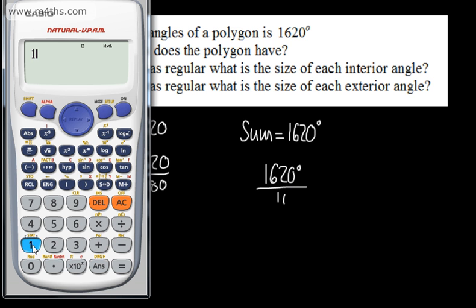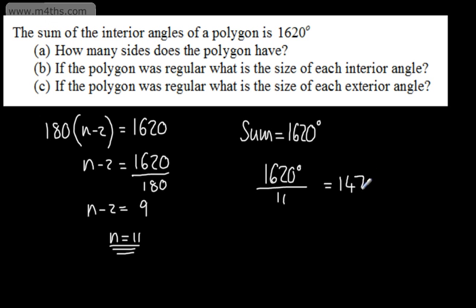So what have we got? 1620, and then we're going to divide that by 11. And that gives us 147.3, and that's to 1 dp. And it says in part C, if the polygon was regular, what is the size of each exterior angle?